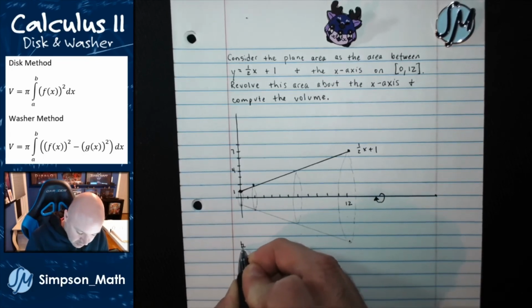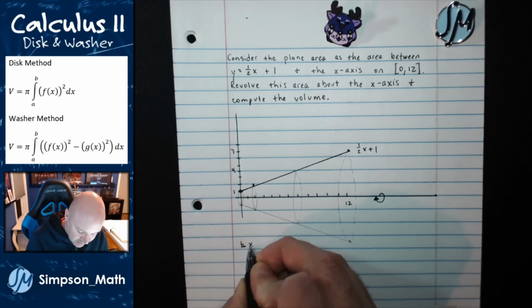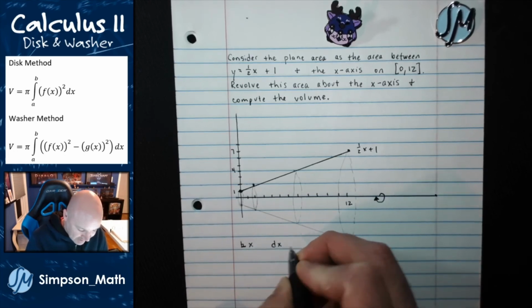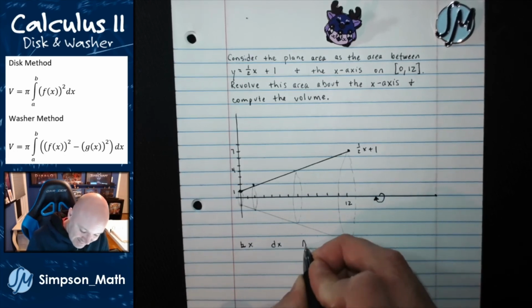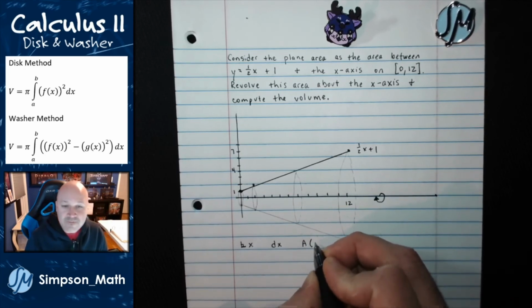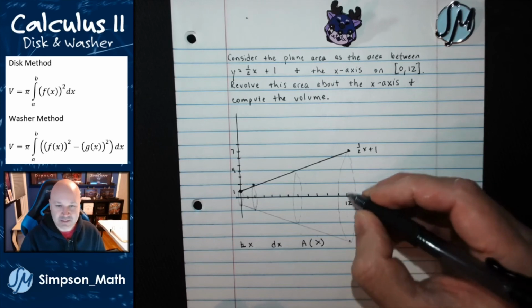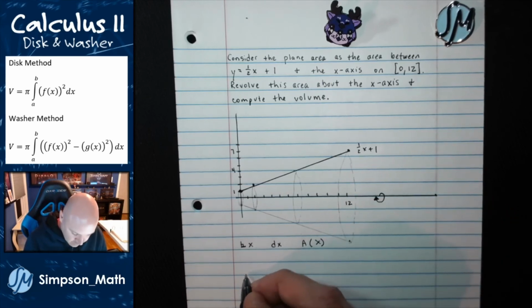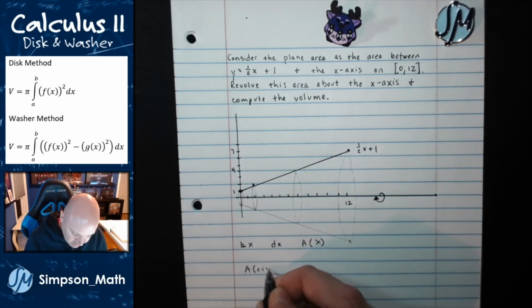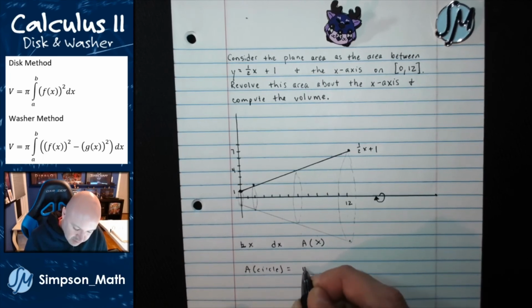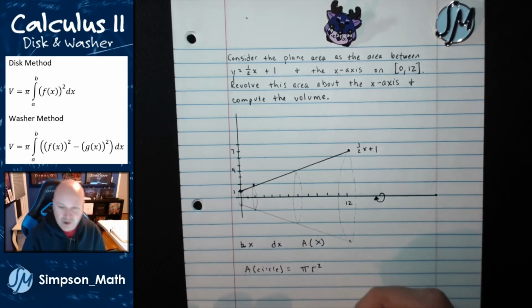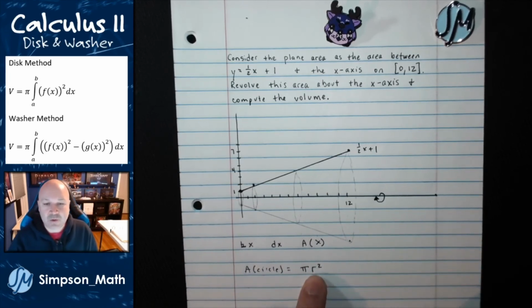I see cross sections that are perpendicular to x. That is, we're given x just a little bit of width. That is, I need an area formula of a cross section with respect to x. Okay. Well, the area of a circle is pi r squared. So I just need the radius.